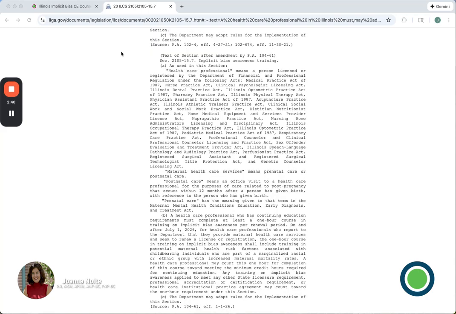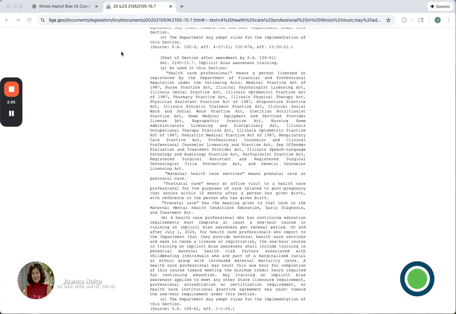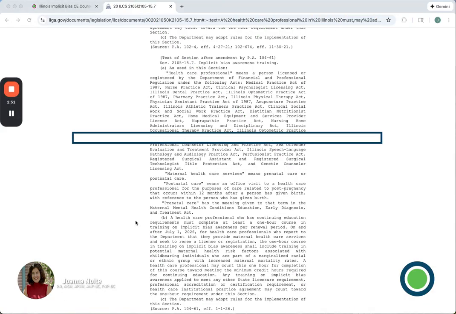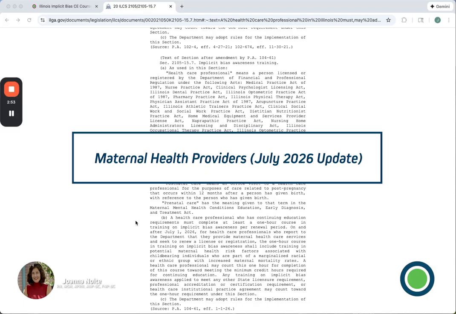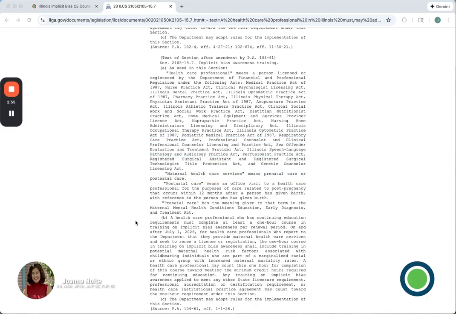Healthcare professional means a person licensed or registered by the Department of Financial and Professional Regulation under the following acts, as we listed above. A healthcare professional who has continuing education requirements must complete at least a 1-hour course in training on implicit bias awareness per renewal period, on or after July 1st, 2026 for healthcare professionals who report to the department that they have provided maternal health care services and seek to renew a license or registration. A 1-hour course in training on implicit bias awareness shall include training on potential maternal health risk factors associated with childbearing individuals who are part of the marginalized racial or ethnic group with increased maternal mortality rates.